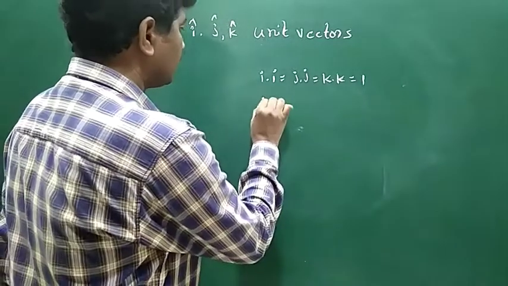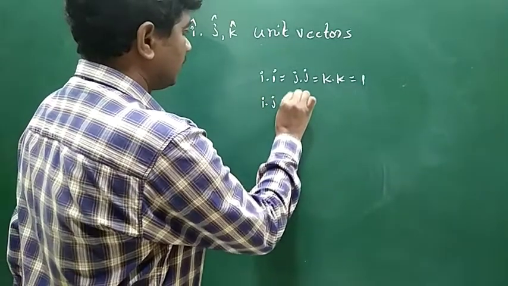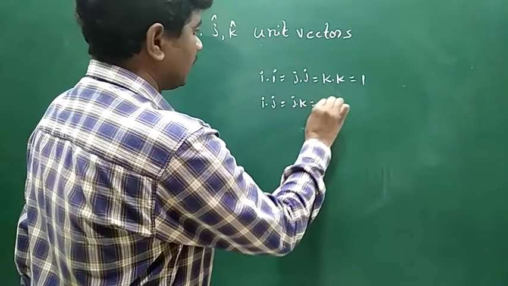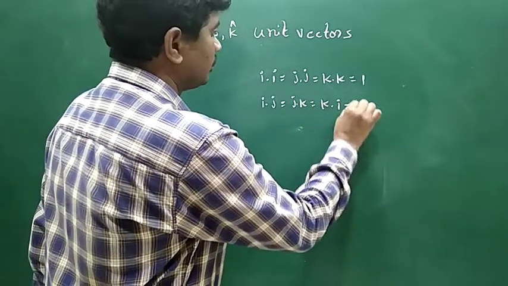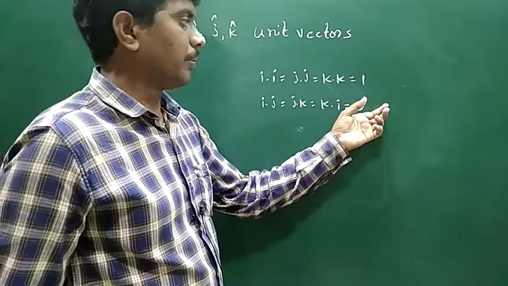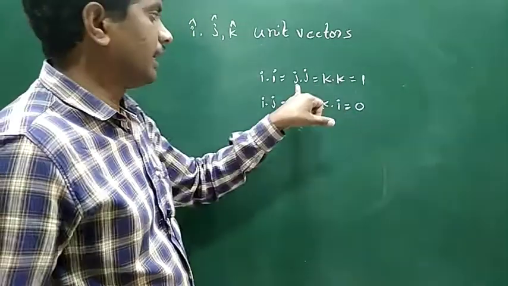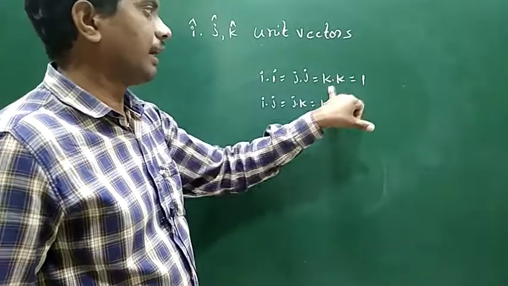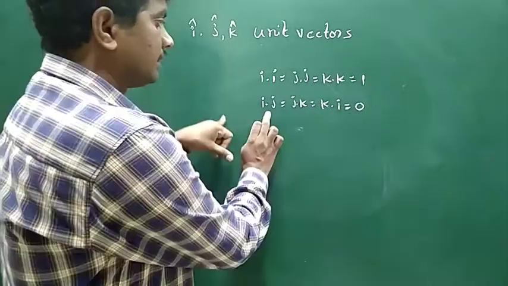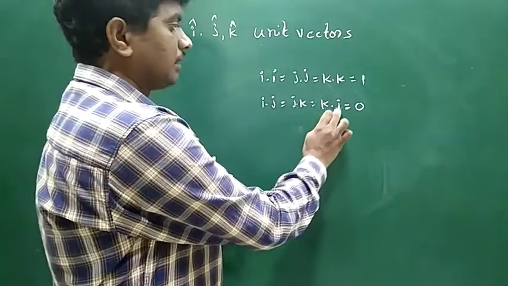Next one, i dot j, j dot k, k dot i is equal to 0. This is another important property. Repeat once again: i dot i is equal to 1, j dot j is equal to 1, k dot k is equal to 1, and i dot j, j dot k, k dot i is equal to 0.